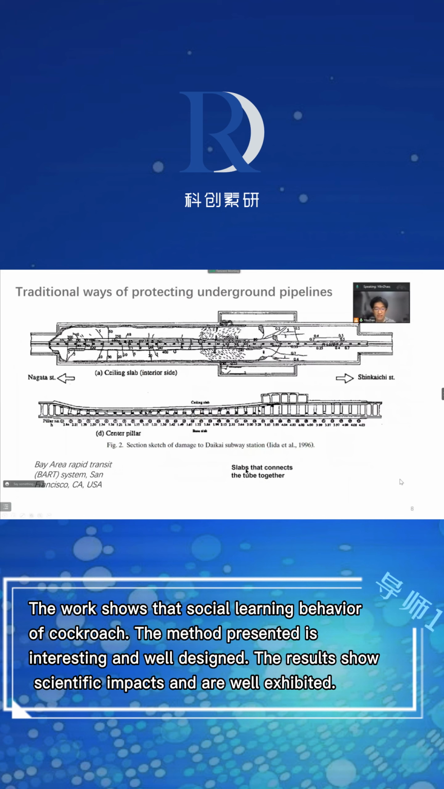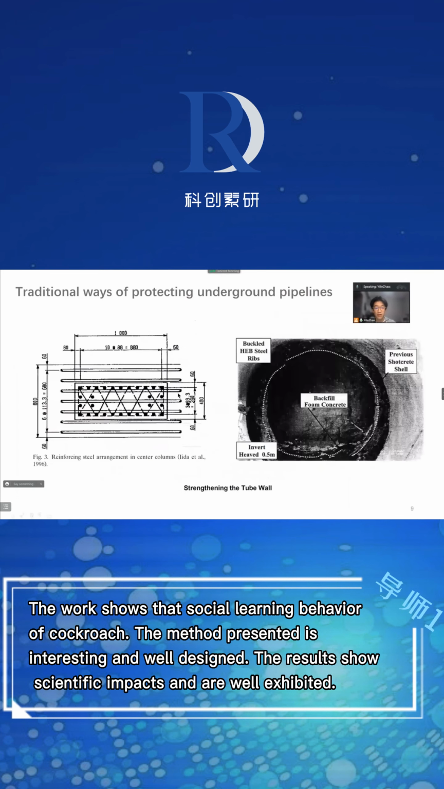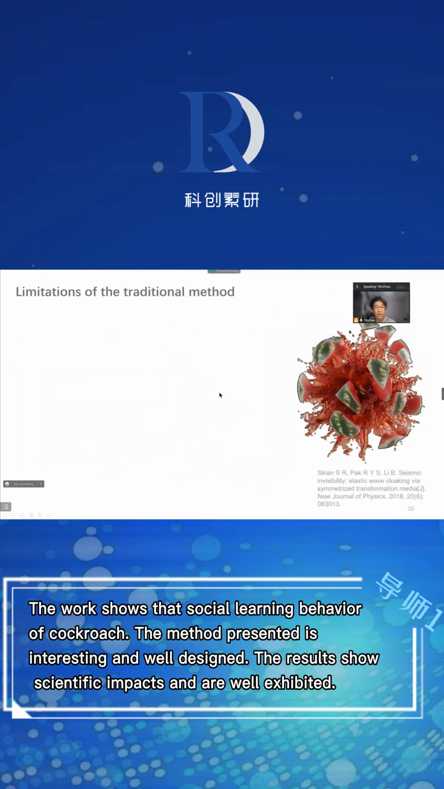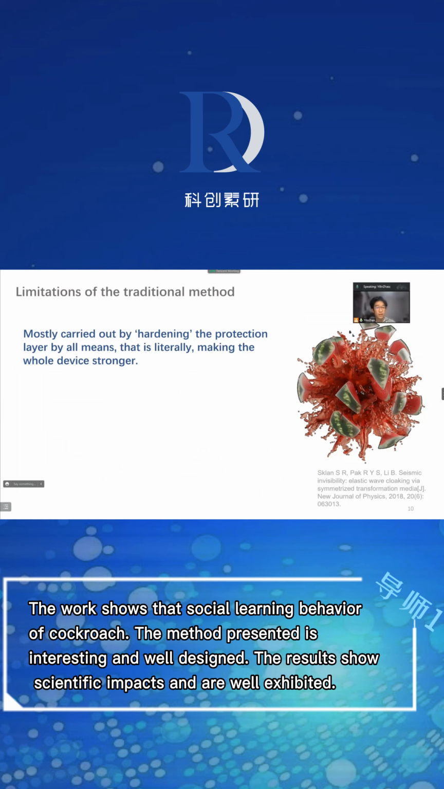First of all, it has slabs that connect the tubes together, and then it has strengthened the tube wall by means of reinforcing steel arrangement in center columns or adding more concrete in the shell. So this is a kind of traditional method we have, which is quite obvious. It is mostly carried out by hardening the protection layer by all means, strengthening the concrete, using some slabs. So that is literally making the whole device stronger.